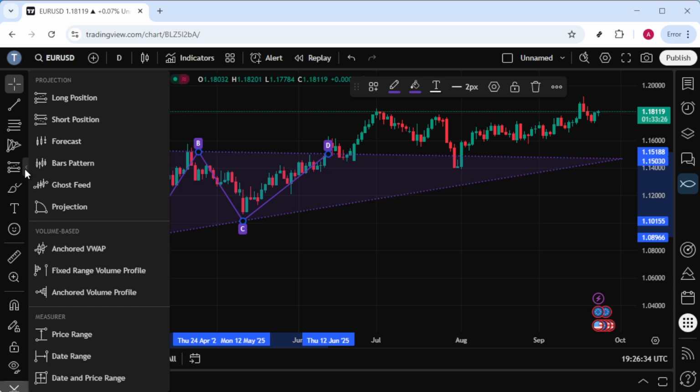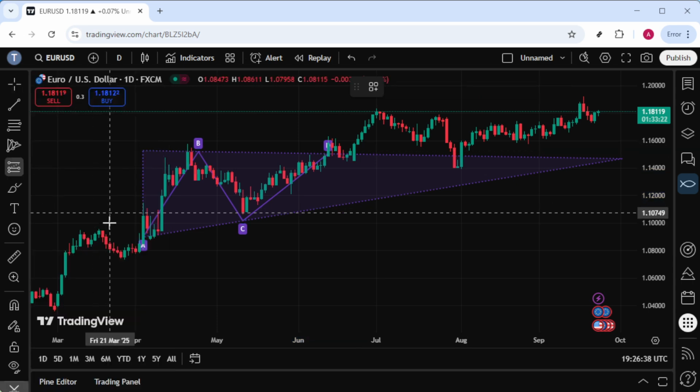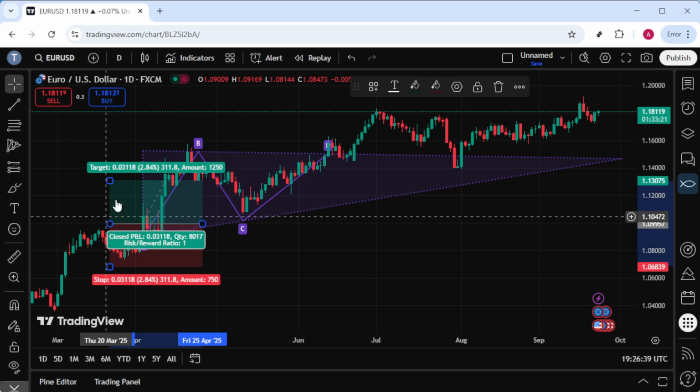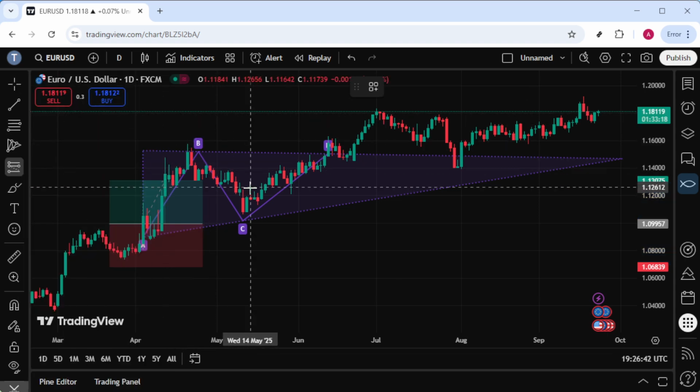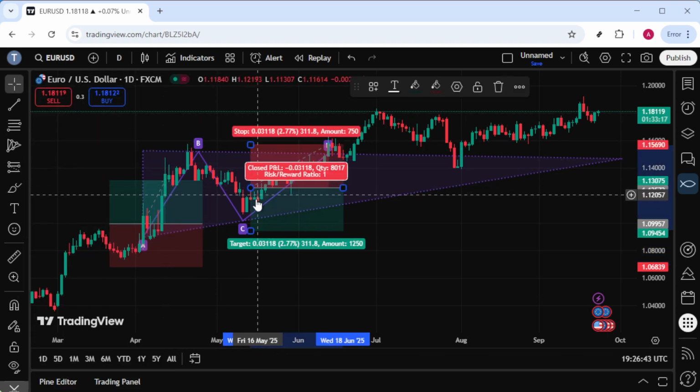Now let's move on to positions, specifically long and short positions. TradingView provides tools for plotting potential long or short positions directly on your chart. This is incredibly useful for planning your trades in advance and visualizing potential profit and loss points. It's an excellent way to align your strategy with your risk management plan.